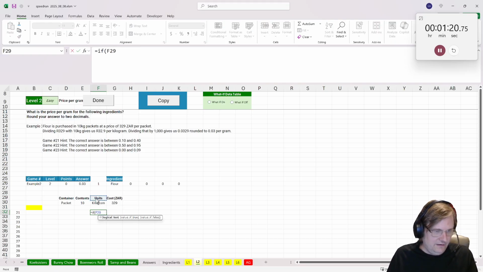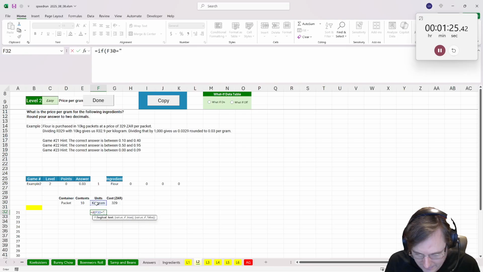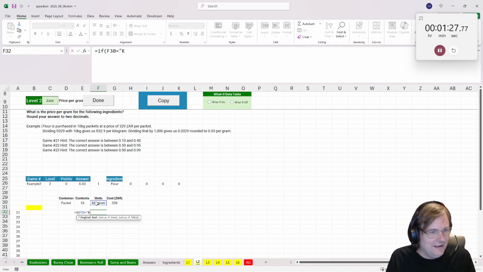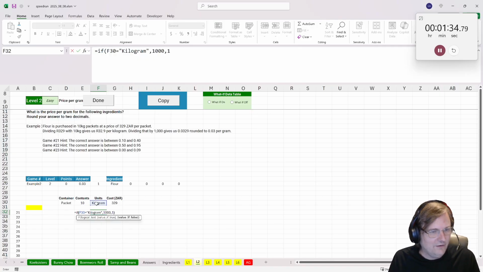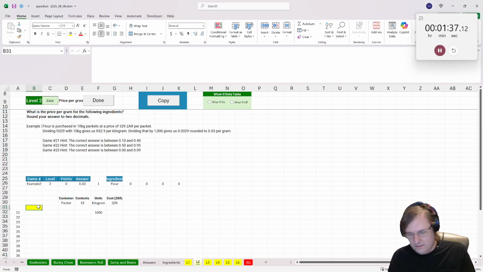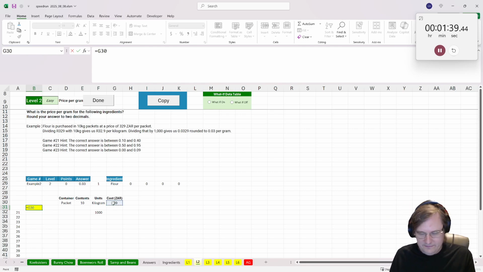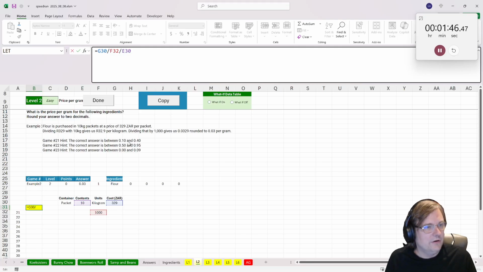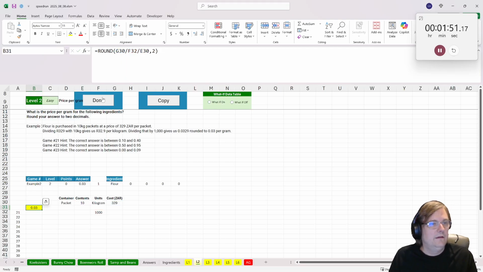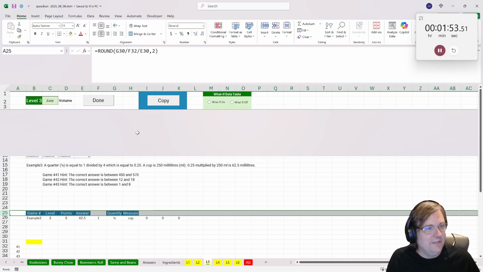I don't know why you would buy 10 kilograms of flour, it's a lot of flour to buy for these recipes, but if this is a kilogram, then it's 1,000 grams. Otherwise, it's 1 gram. It's the only other possibility. Right, so the cost divided by the number of grams divided by the number of kilograms is the cost per gram. And this needs to be rounded to 2 decimals. And that's it for that one.